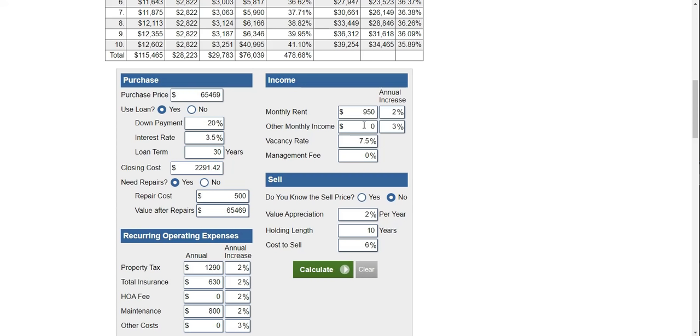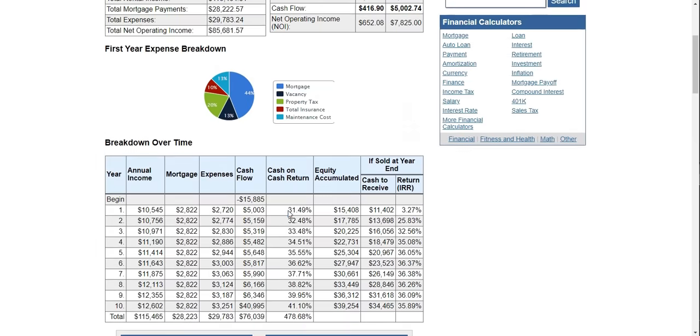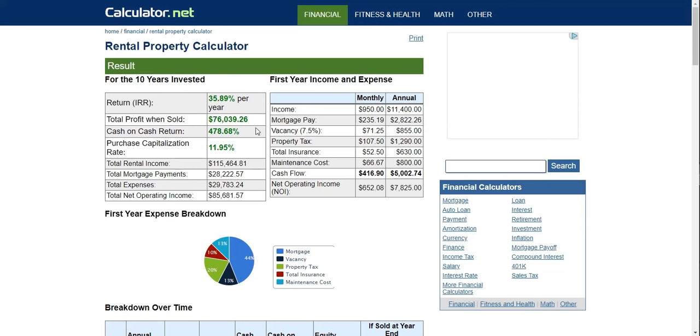But you may want to play around with the rental rate, the increase in the rental rate, the vacancy rate. You can play with all these values and then hit calculate again and see how it affects your numbers up here. But overall, looking at this property with the inputs that we made in the beginning, you've got a decent positive cash flow on a monthly basis and an annual basis.